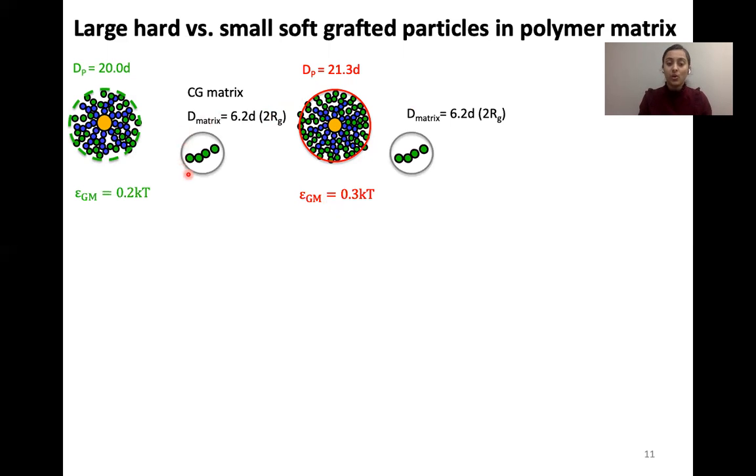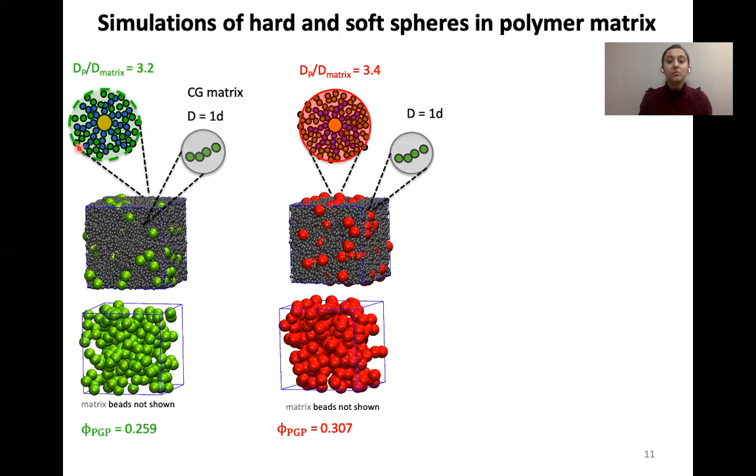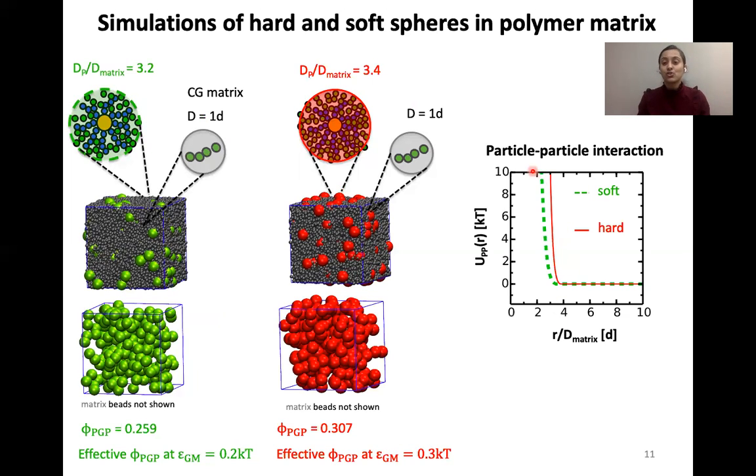The entire matrix polymer chain is also modeled as a coarse-grain bead. Then we scale the relative sizes of the particles and the matrix and perform simulations of hard and soft spheres in polymer matrix at filler fractions corresponding to effective filler fractions in simulations of PNCs with an epsilon_gm equal to 0.2 kT and PNCs with an epsilon_gm equal to 0.3 kT, as shown here. This plot shows the particle-particle interaction, which is kept as soft for the case corresponding to PNCs at an epsilon_gm equal to 0.2 kT, and the particle-particle interaction is modeled as hard for the case corresponding to PNCs with an epsilon_gm equal to 0.3 kT.